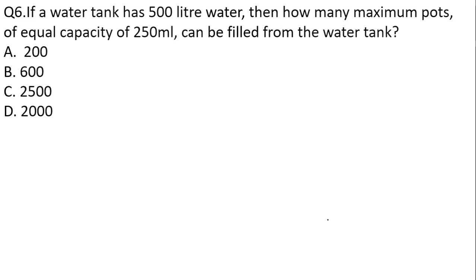If a water tank has 5 liters of water, then how many minimum pots of equal capacity of 250 ml can be filled from the water tank? Options given here are 200, 600, 2500 and 2000.